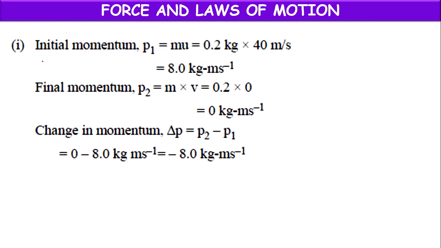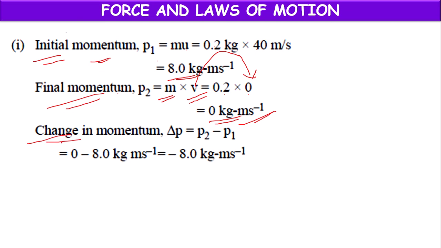So now we have to calculate initial momentum, P1. So mass into initial velocity, 0.2 into 40. Answer 8.0 kg meter per second. Final momentum. Mass into final velocity. Here final velocity is 0 because ball has been stopped. 0.2 into 0, which is equal to 0 kg meter per second. That is final momentum. Change in momentum means final momentum minus initial momentum. 0 minus 8.0, which is equal to minus 8.0 kg meter per second. This is the change in momentum.